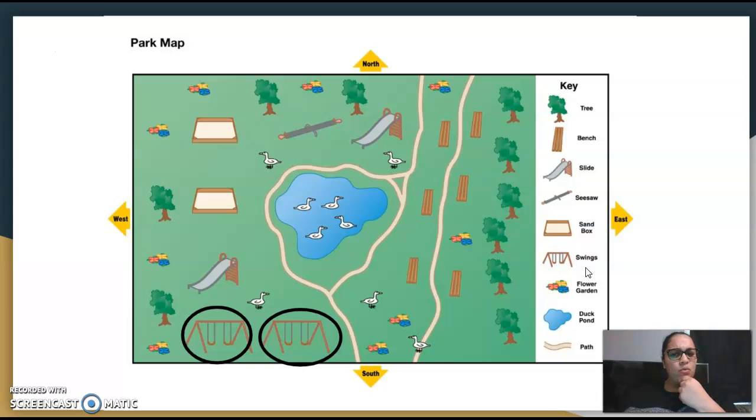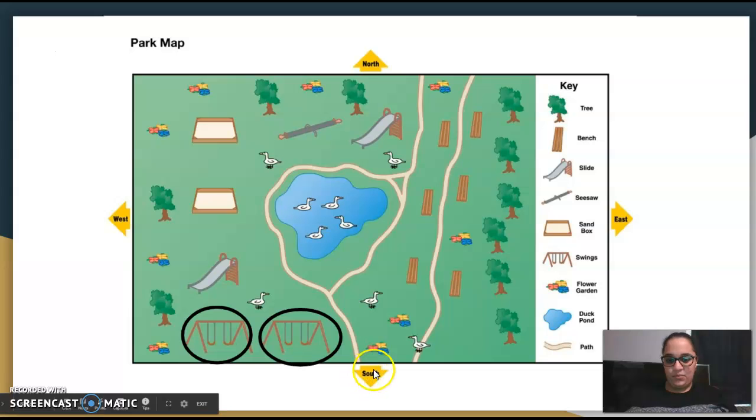Question. Which direction are the swings at? Which cardinal direction are the swings closest to? Exactly. The swings are south because they're closest to the cardinal direction south.